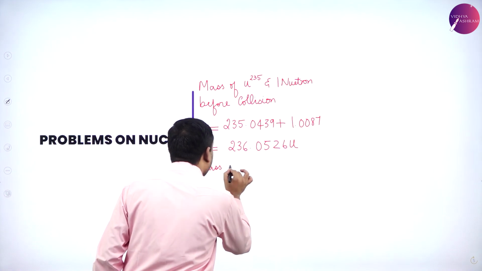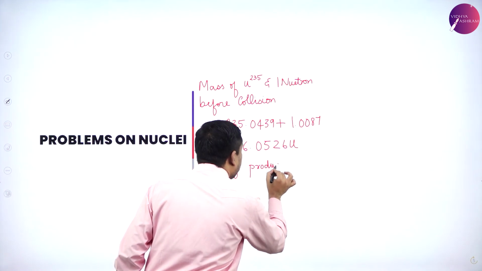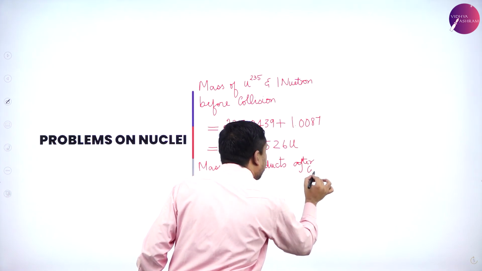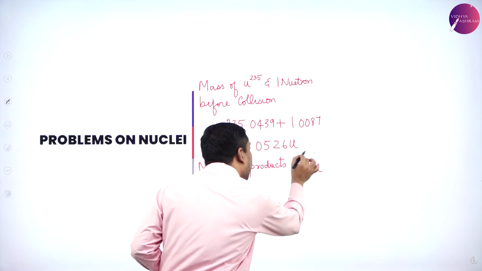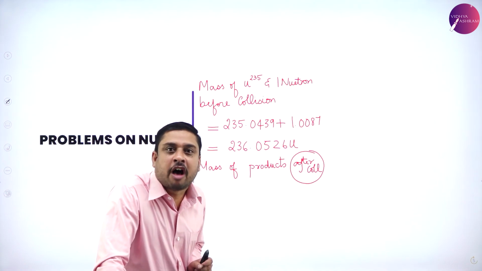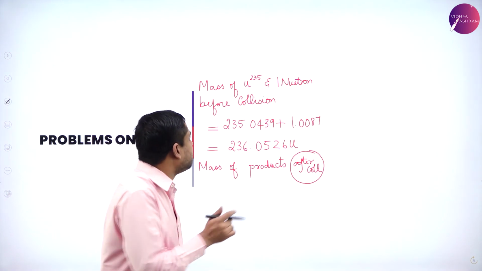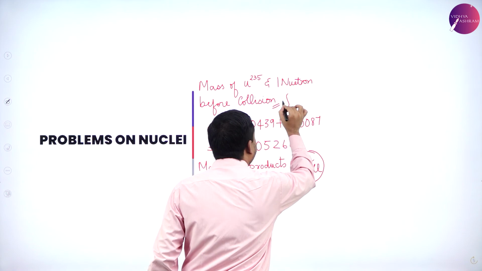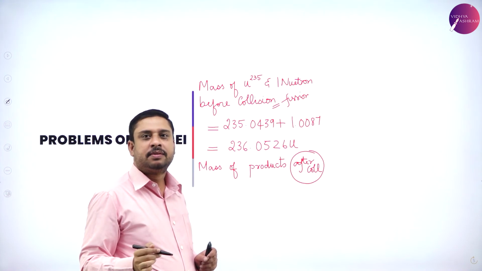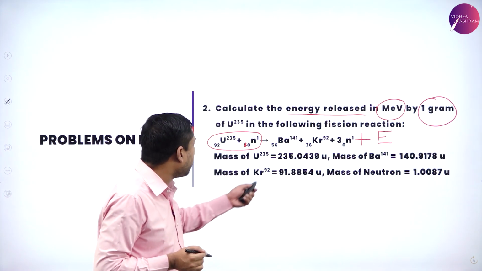Next, mass of products after collision. So now, mass of products after collision. What are the products formed after collision? Or you can say after fission. This I will also use before and after fission. Barium, krypton and 3 neutrons.